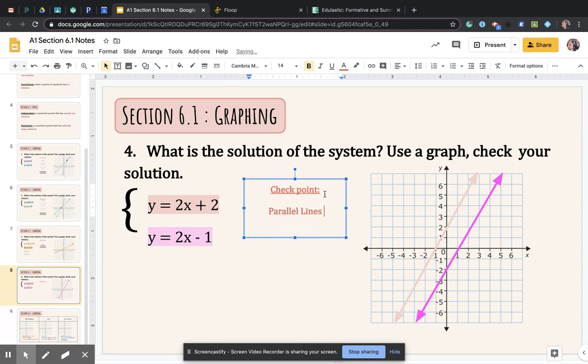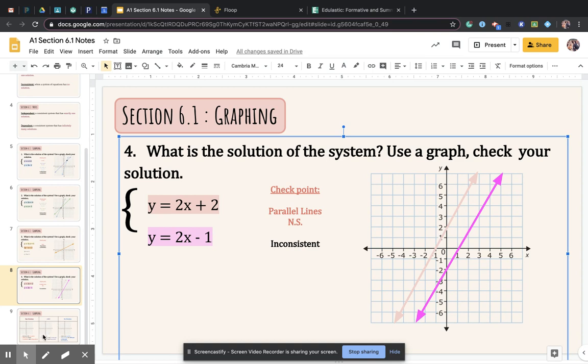Okay. So this means they have no solution. I could write that as NS. But more importantly, this is the word inconsistent. Okay, so inconsistent is when there's no solution, meaning they are parallel.